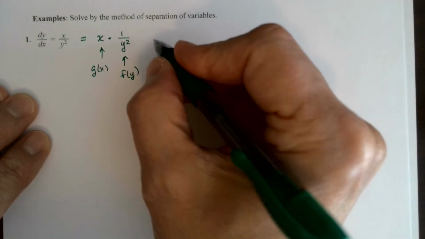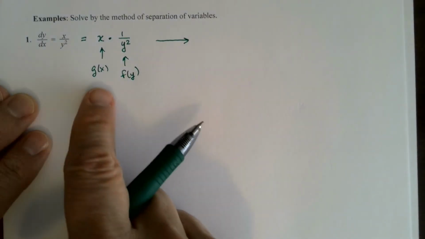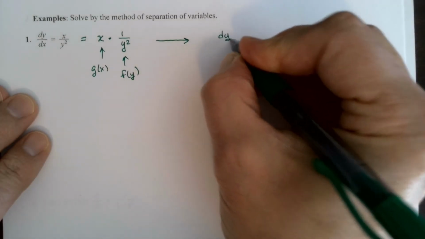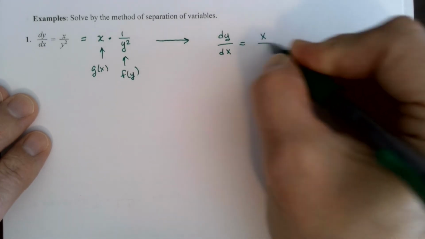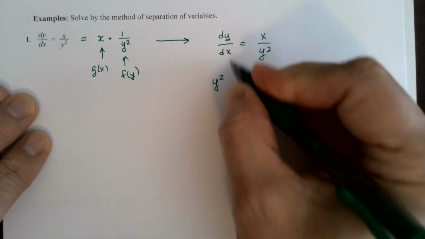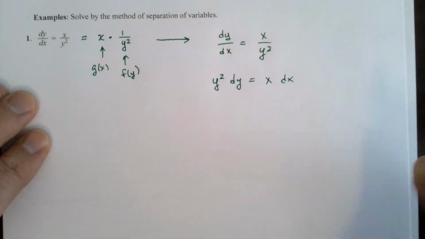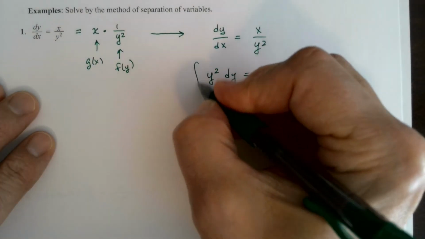So it is separable, and now I want to get all the y stuff on one side and all the x stuff on the other. Let's rewrite this: dy/dx is equal to x over y squared. I'm going to multiply both sides by y squared and multiply both sides by dx. Does everyone see that? I hope. And I've got all my y's on this side and all my x's over this side. Now I can integrate both sides.